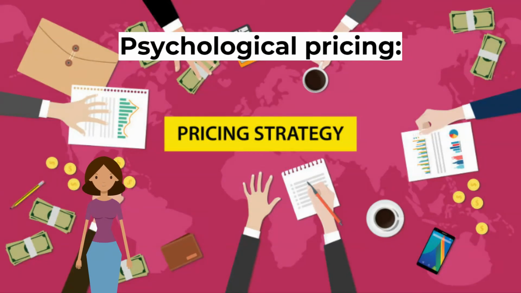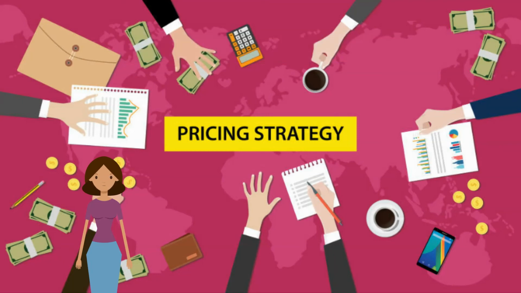Now, psychological pricing. This is where firms use non-rounded prices to give an impression that the price is cheaper than it is. For example, 99 pence or 99 pounds. The aim is for consumers to feel they can afford the goods and so be encouraged to buy them.